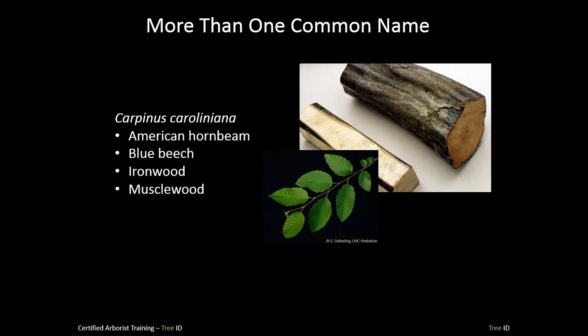And if you look at that stem in the top picture, you can see it has like a muscular appearance to it, which is just beautiful. It's a very hard wood, so other people call it ironwood. And it has kind of a beech-like leaf, so some folks will call it blue beech because it has kind of a blue tint to the bark. Then other people call it American hornbeam, and I just don't know where that one comes from. I'm not familiar with the origin of that.